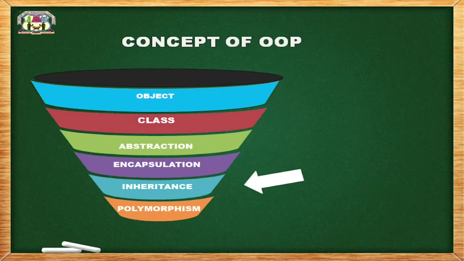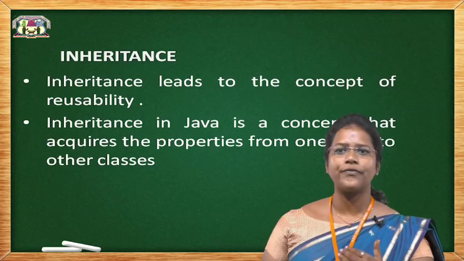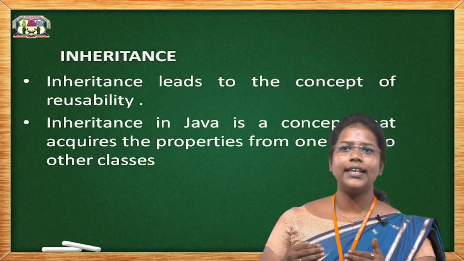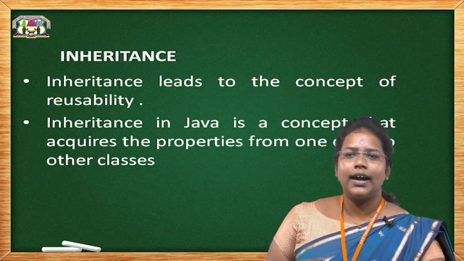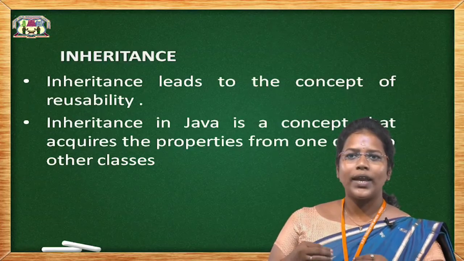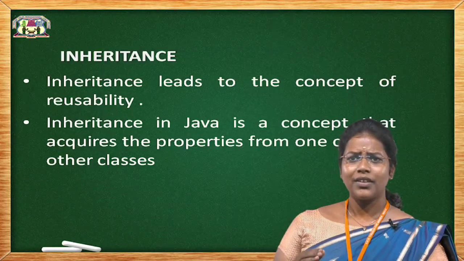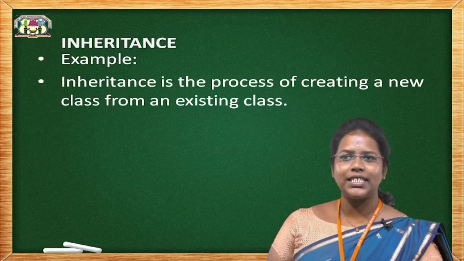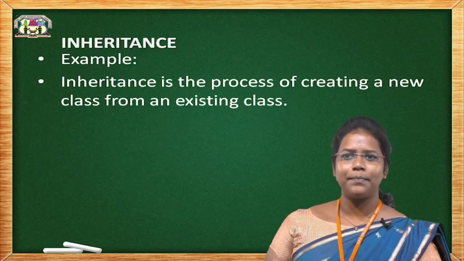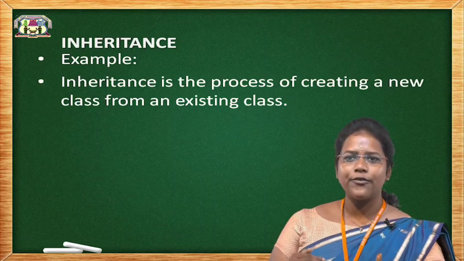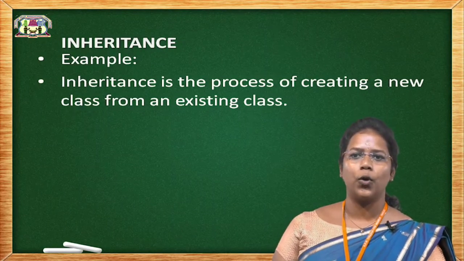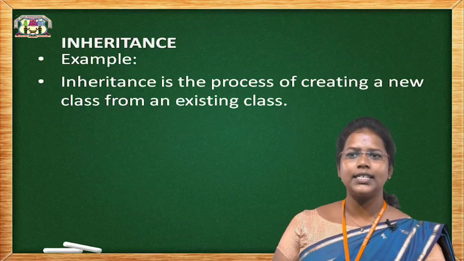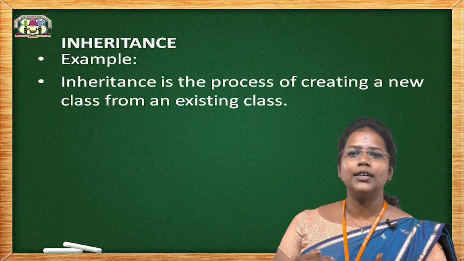The next concept is inheritance. Inheritance is a process of creating a new class from an existing class. I will explain what inheritance is. Inheritance means reusability. Sometimes you will get this question in the question paper: what is reusability? Reusability means inheritance. It gives the feasibility of reusing the code. In programming, inheritance is used for reusing the code.